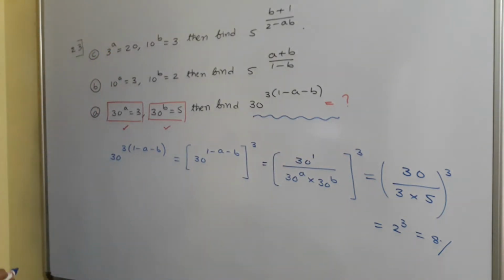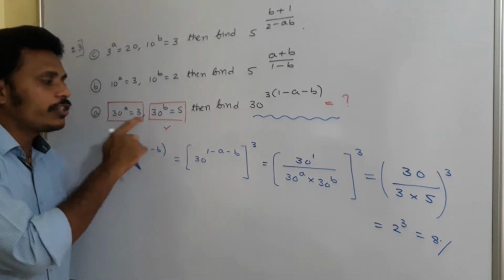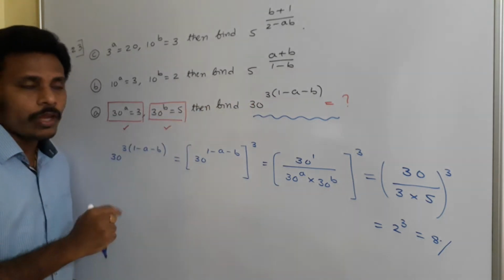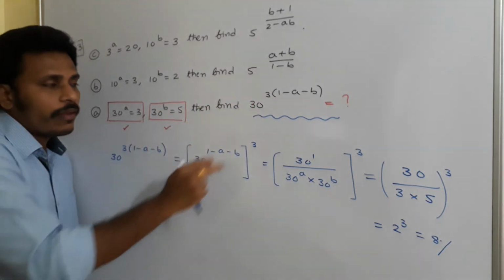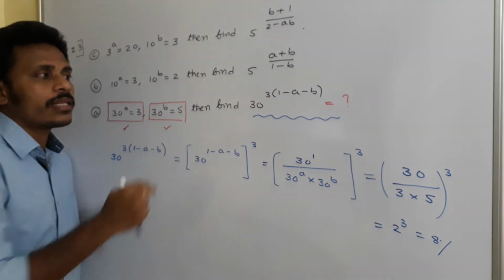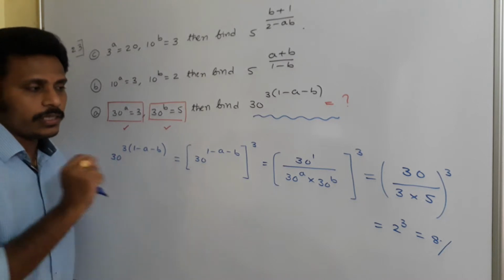So here we need to find the value of this 30 power 3 into 1 minus A minus B, and we have 30 power A and 30 power B. Using these two, we need to find out that particular value, or we need to convert the given 30 power 3 into 1 minus A minus B with the involvement of these two. Just have a look.